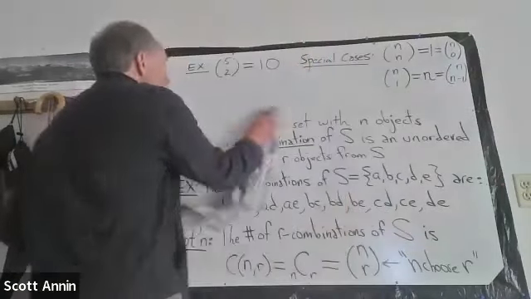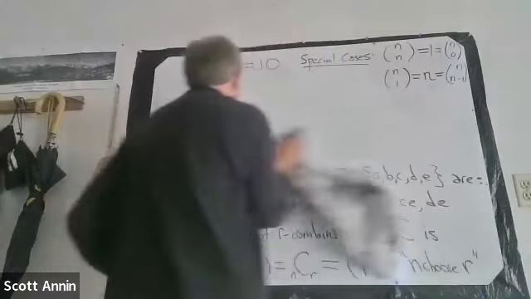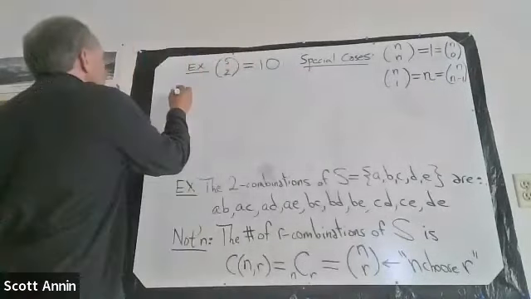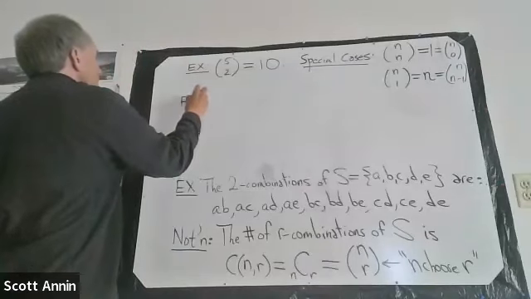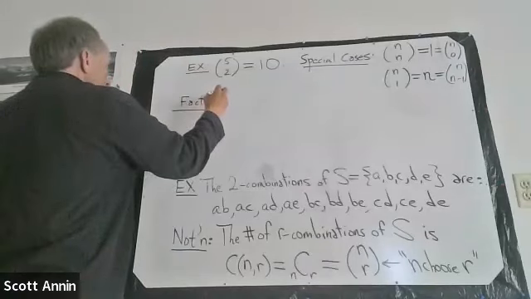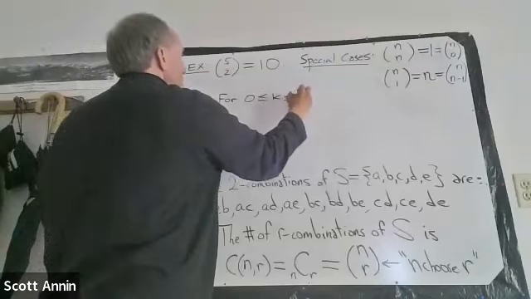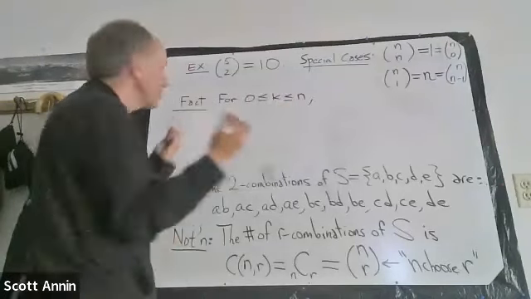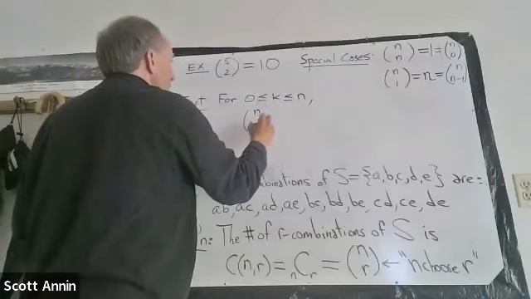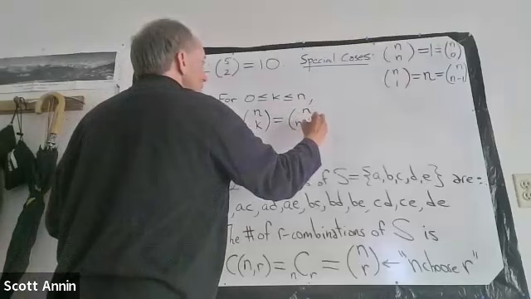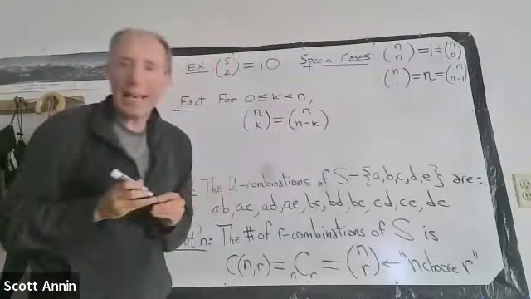And in fact, this is a general fact, which is that for 0 less than or equal to k less than or equal to n, it's very well known that N choose k is the same number as N choose N minus k.